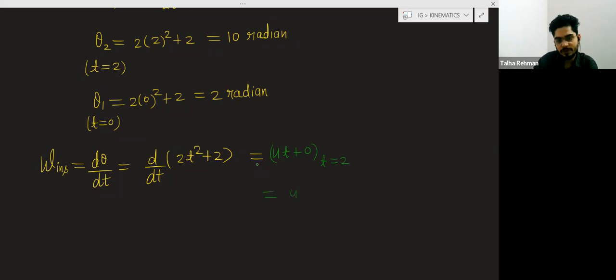So here you will write 4 into 2. Instead of t, you will put 2. So you will get 8 radian per second.